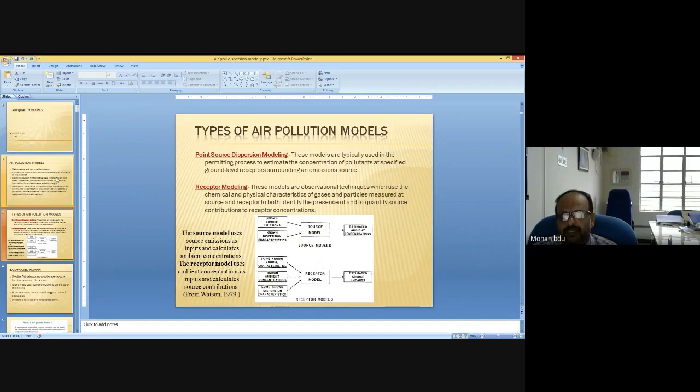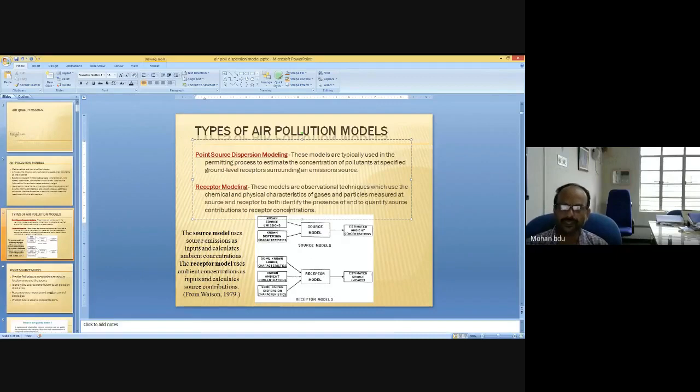whereas receptor models are mainly based on ambient concentrations. Receptor models are another kind of model where the concentration of pollutants at a given location is monitored and quantified by various techniques, using measurement equipment like PM10 samplers or gaseous sampling units. In this case it's just the opposite, where the source is determined from the data obtained from the ground level air quality monitoring stations. That is, based on the ambient data, we try to predict.